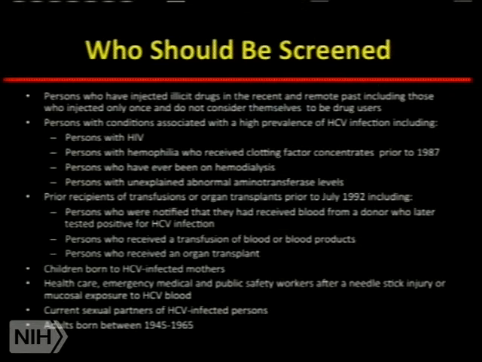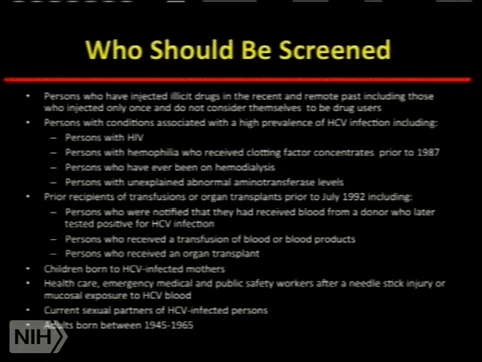Healthcare, emergency medical, and public safety workers after needle stick injury or mucosal exposure to HCV-infected blood. Current sexual partners of HCV-infected persons. And finally, the latest recommendation from the CDC: individuals born between 1945 and 1965, the so-called birth cohort.